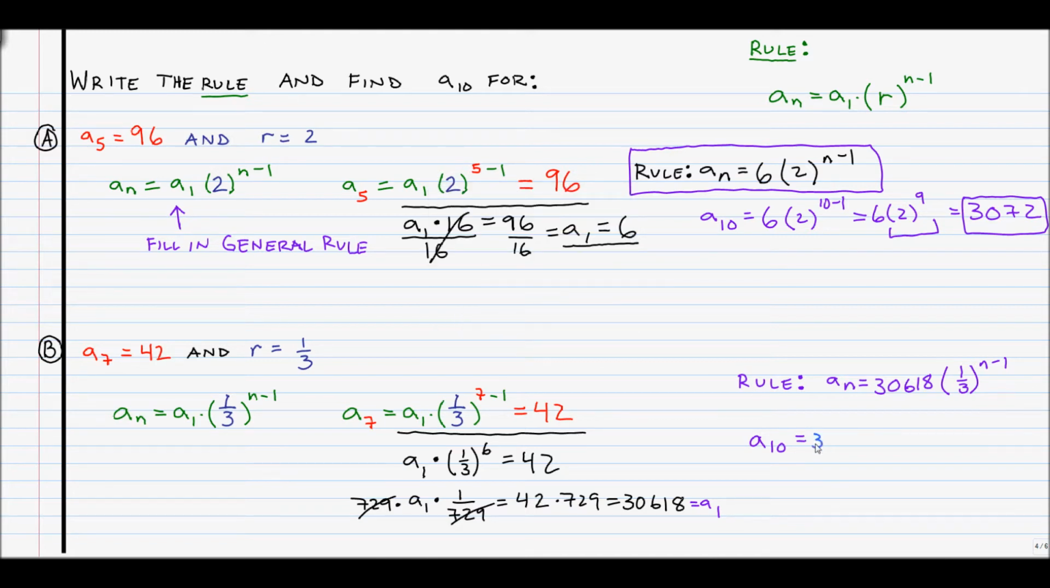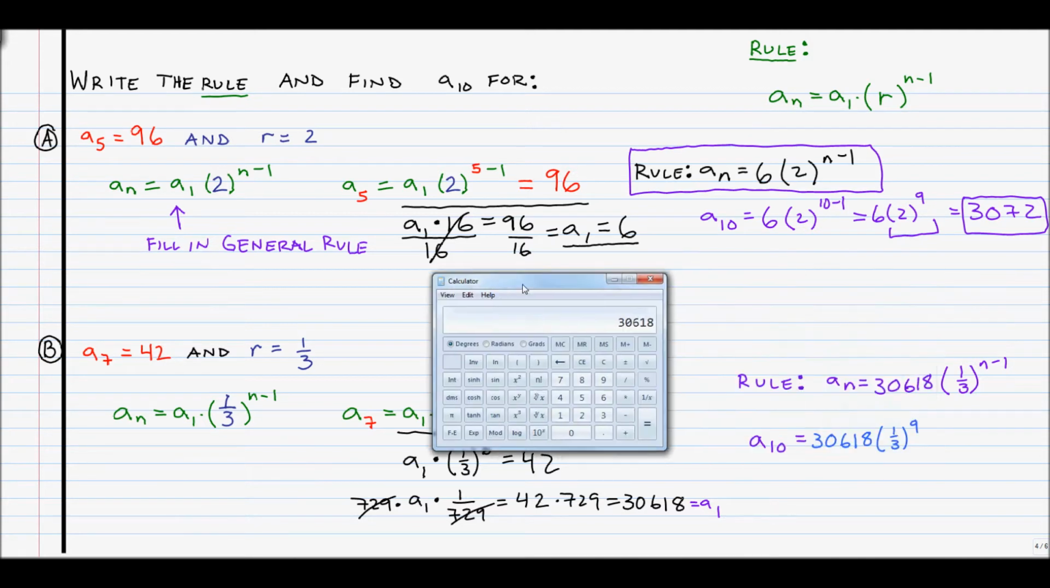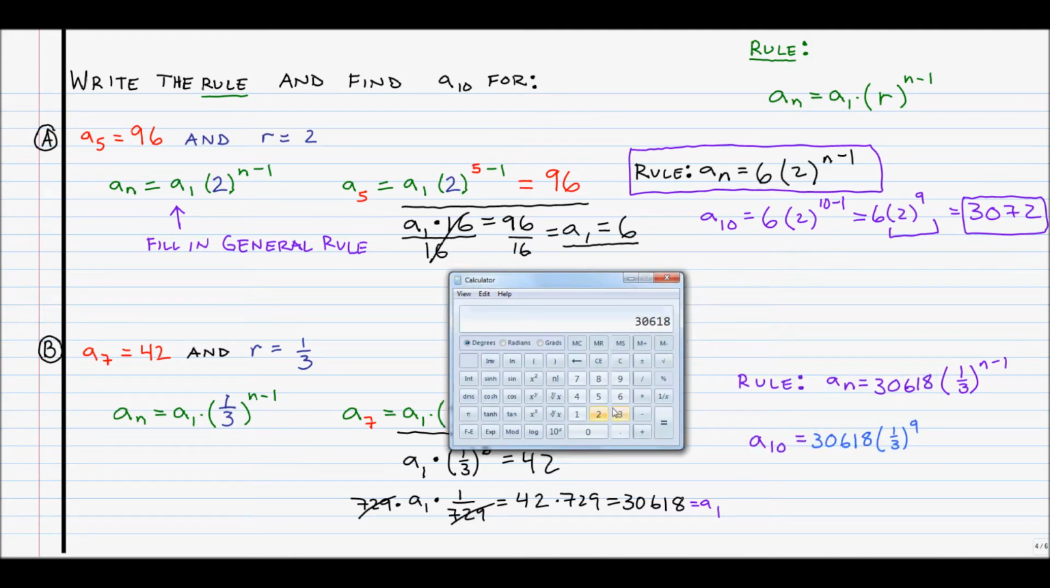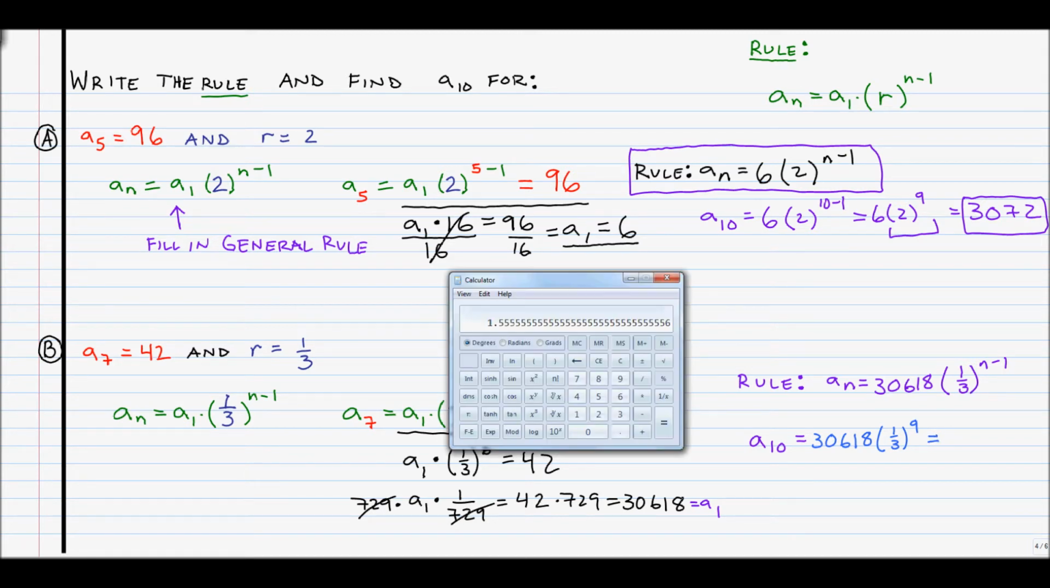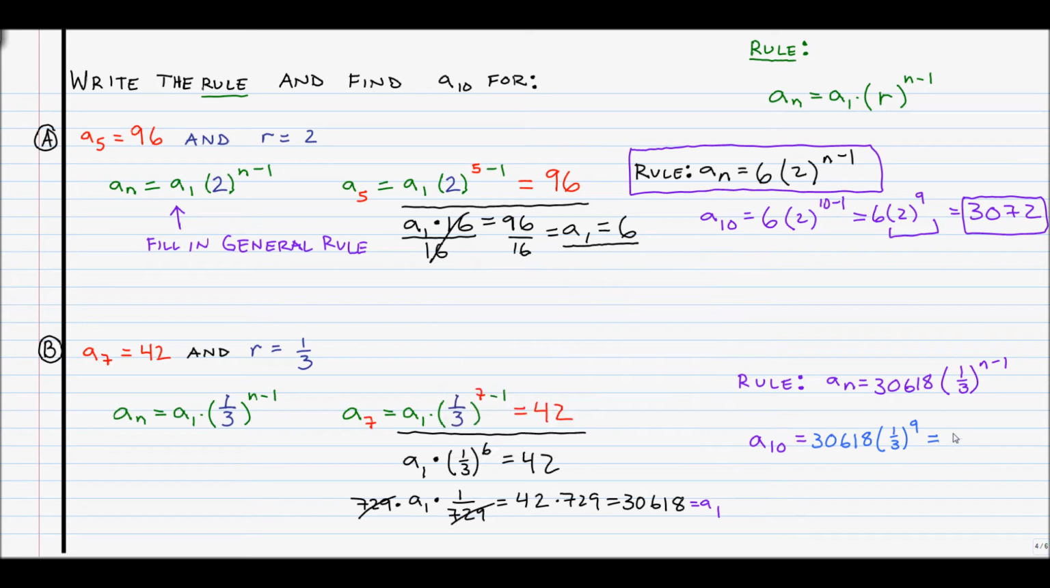A sub 10 will be 30,618 times 1/3 to the 10 minus 1 power, which is 9, so 9th power. I don't know what 3 to the 9th is. This thing's probably not going to work out really nicely. So let's see here. I want to do this, 30,618, divide by 3 to the 9th. I get this thing that looks like 1 point, a lot of 5s. So a sub 10 is equal to 1.555.